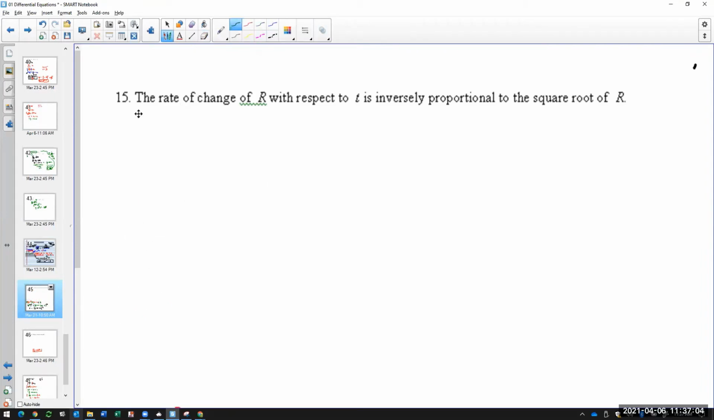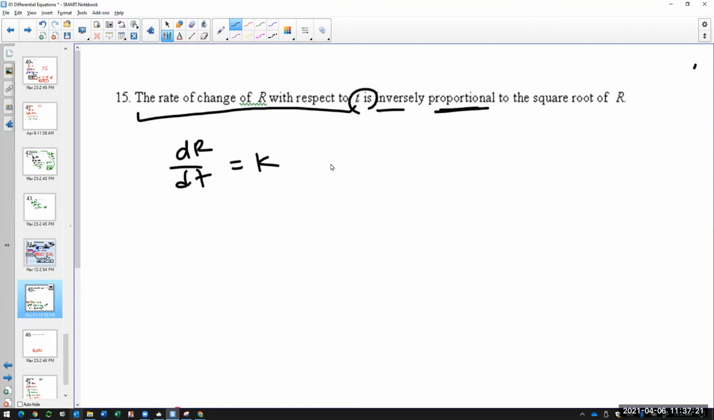You ready? The rate of change of R with respect to T. How do you say that in calculus talk? Okay, so write it down. dR/dT. How do you do is? Equals, okay? Inversely proportional. How do you do proportional? K, okay? How do you do inversely proportional to, well, let's just do this. How do you do the square root of R? Okay, square root of R. What does inversely proportional mean? Okay, so you're going to multiply by 1 over square root of R.